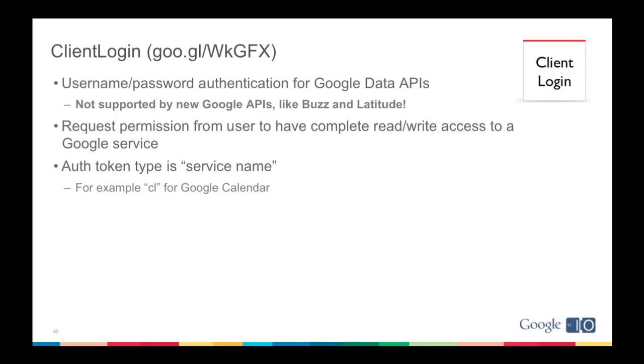So client login. That's username, password. It works great with Google Data APIs. And as of right now, that's the best you have when you're working with Google Data APIs. The biggest problem with the client login for you as a developer is it's not supported by the new Google APIs that are coming out. Buzz, Latitude, they're not going to accept the client login token. But it works great with YouTube, Calendar, Blogger. That's what I'd recommend to use for them.